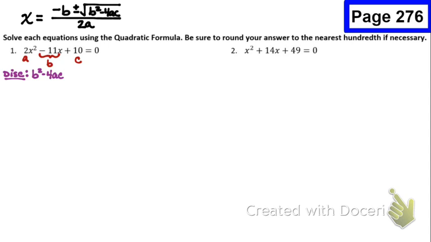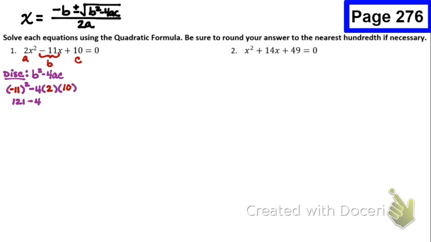So what are we squaring? Negative 11. What happens when we square a negative number? Why does it become a positive? That's absolutely correct. When we square something, it means to multiply it by itself, and a negative times a negative will give us a positive. So I'm going to have a positive 121 minus, what are we putting in for A? 2 and C? 10. This is looking a lot like the bell work.